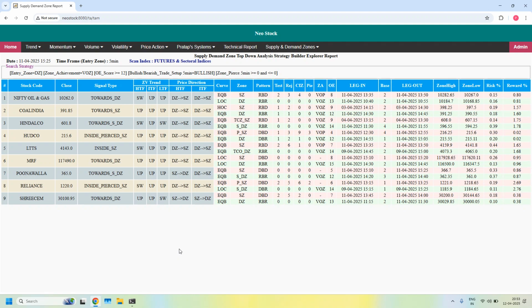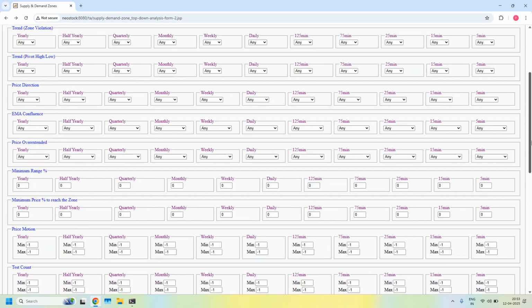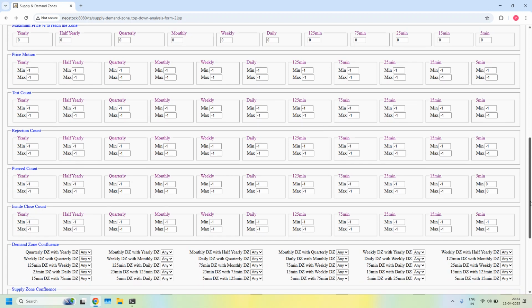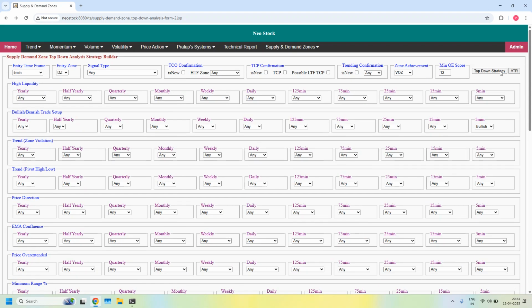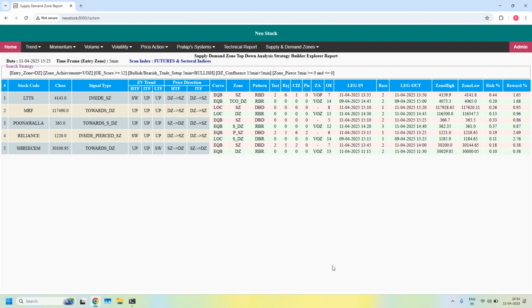Okay, this is about a bullish trade setup for hourly income trade. Next, we will further filter based on the zone confluence to look for high probability of success. First one is 5 minutes and 15 minutes demand zone confluence, that is LTF, ITF zone confluence. We got 5 stocks. 5-minute zones overlapped with 15-minute zones.